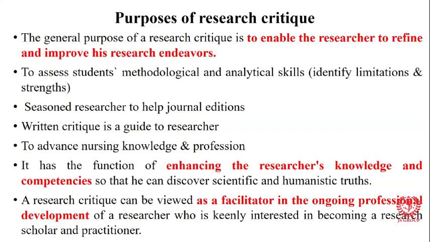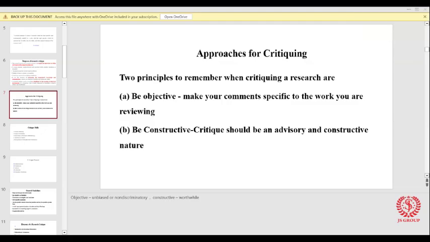They may be a research scholar. One is to be objective, another one is to be constructive. Be objective means what? Without any bias, the researcher can critique, read the entire research report, and give suggestions. Be constructive means the critique should be advisory. It should not be in a destructive manner. It should be in a constructive manner.